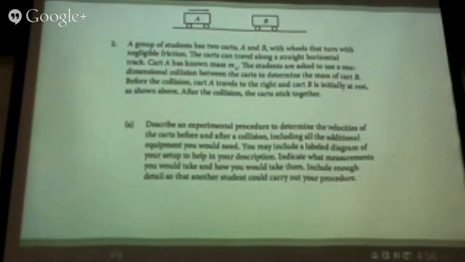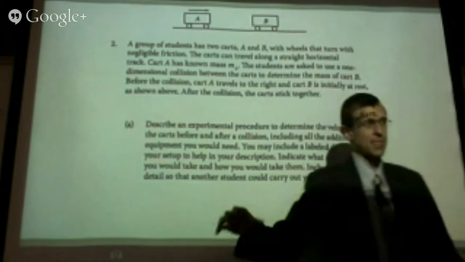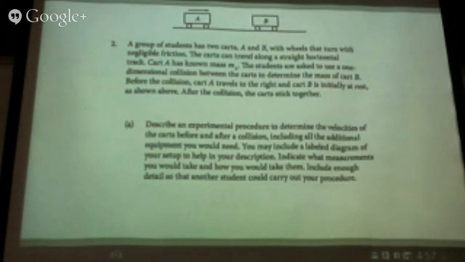Sometimes they'll give you a list of things that are available to you. Motion detector probably isn't going to be one of them, so maybe they'll give you meter sticks and stopwatches, something like that. So then you can lay out your meter sticks and say, okay, you watch this cart and time how long it takes to go a meter, and then you watch these two and you time how long it takes them to go a meter after they collide. And you can do distance over time to get the speed there.